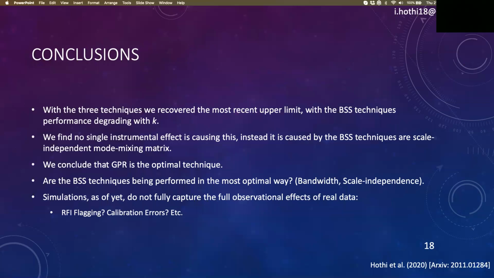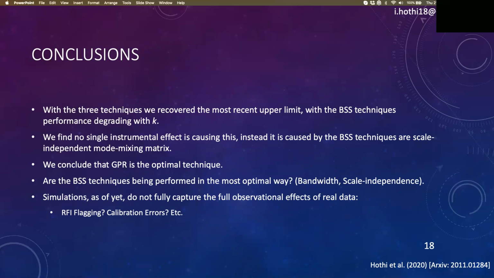So to conclude, with the 3 techniques, we recover the most recent LOFAR upper limit, with the blind source separation techniques having their performance degrade with k. We find that no single instrumental effect is causing this, but in fact, it's caused by the fact that the blind source separation techniques are scale independent. We conclude that GPR, both for its performance on 10 megahertz, is the most optimal technique.